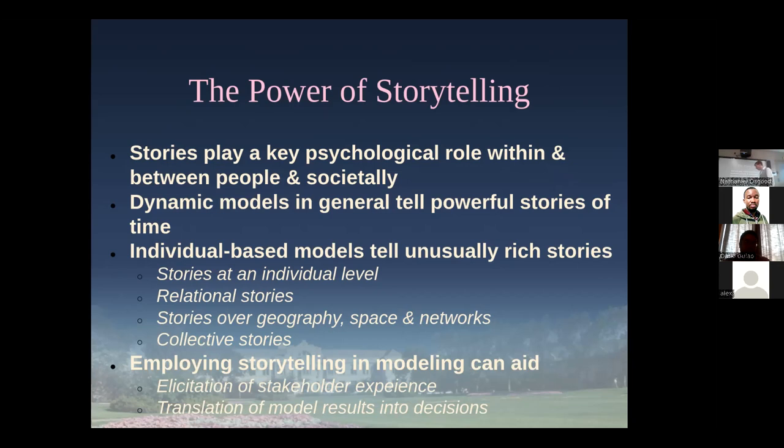And there's several reasons for this. Number one, perhaps most importantly, stories are at an individual level. They are stories at the level of an agent, for example, that can be told by these models. The models allow stories at all different levels, the agent-based models. You can aggregate up and tell a story collectively. But the fact that they allow stories at an individual level has something very psychologically compelling, because we are agents as well. We are actors as well. And we can see our stories sometimes writ large in the stories of others, or relate to the others. It can tell relational stories, stories about the relationship between two parties, for example, or stories over geography, space, and networks that are very compelling, besides the classic stories over time that are told by all dynamic models, the collective stories.